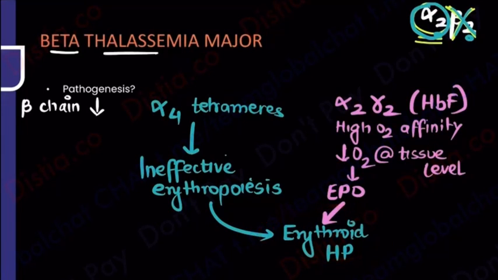So what are the things that you gather from here? In thalassemia major, did I tell you fetal hemoglobin increases? Have you got your logic behind that? Understood? Okay.